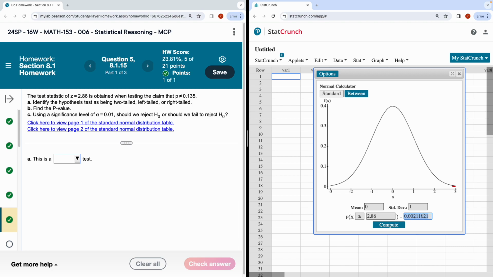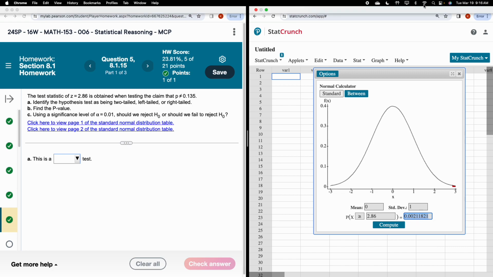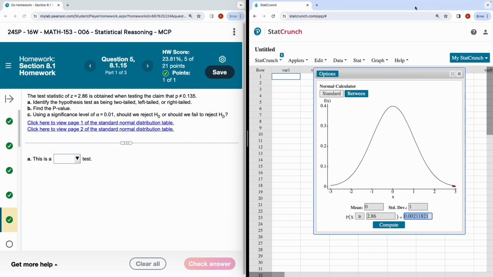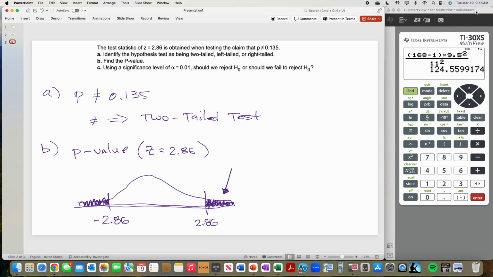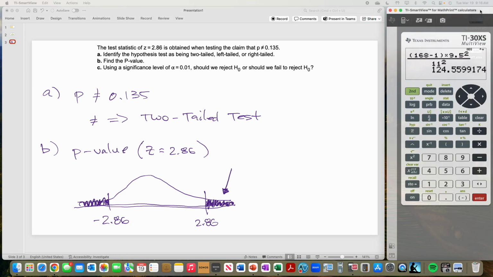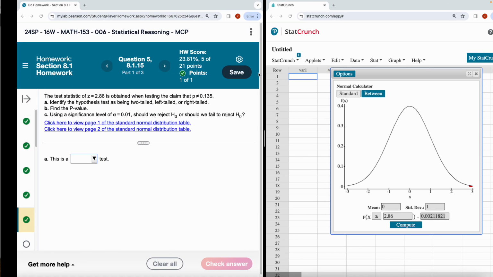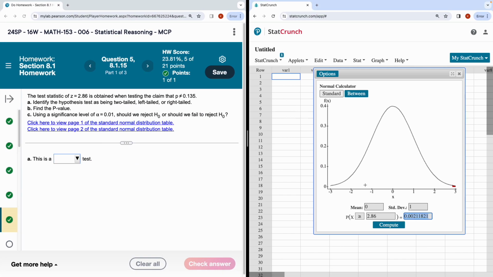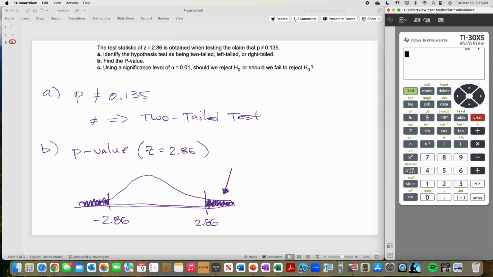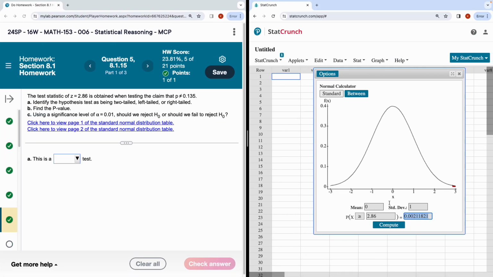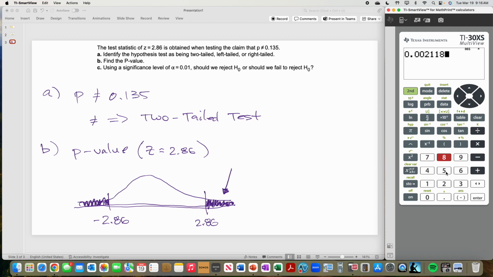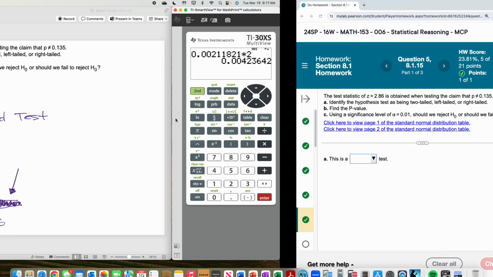So 0.00211821. I'm going to open up my calculator here and key this in. 0.00211821. Now I probably don't need that many digits, but that's what I'm going to go with. So I'm going to multiply that by 2, and that's going to be my p-value: 0.00423642. Now they probably want me to round that.